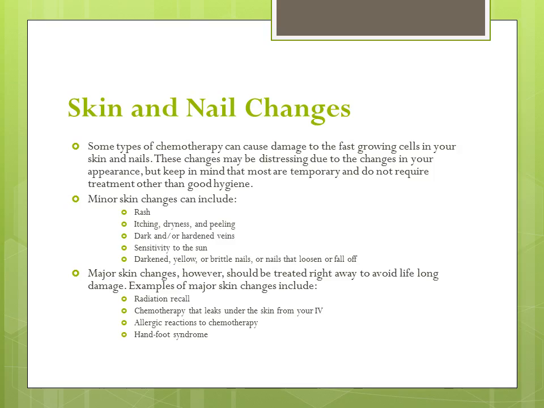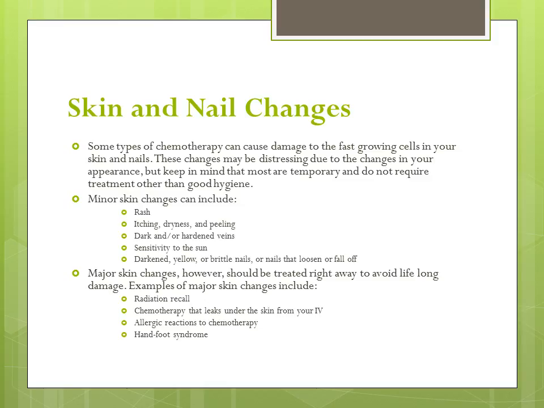Some types of chemotherapy can cause damage to the fast-growing cells in your skin and nails. While these changes may be distressing or painful, most are temporary and do not require treatment other than good hygiene. Minor skin changes include rash, itching, dryness, and peeling, dark and/or hardened veins, sensitivity to the sun causing you to burn very quickly, as well as darkened, yellow, or brittle nails, or nails that loosen and often fall off.